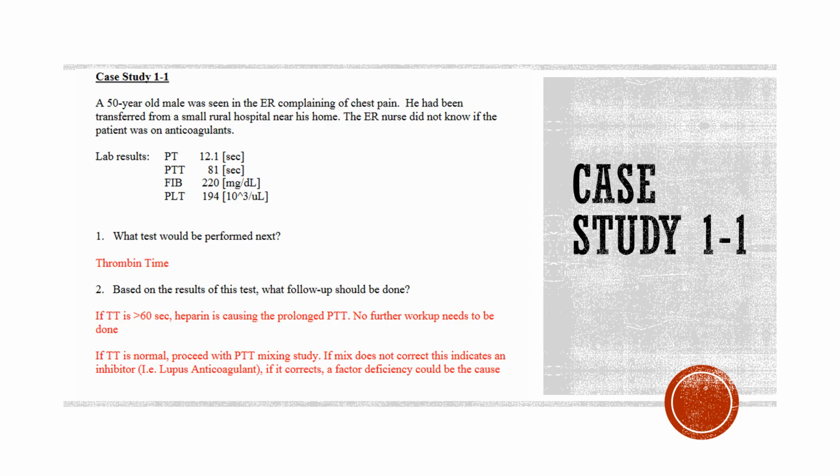If the thrombin time is normal, however, we are going to need to do what is called a PTT mixing study. If the mix does not correct, this indicates an inhibitor, such as a lupus anticoagulant or an antiphospholipid inhibitor, and if it corrects, a factor deficiency could be the cause, and then we would resort to doing our factor assays to determine which factor is deficient.